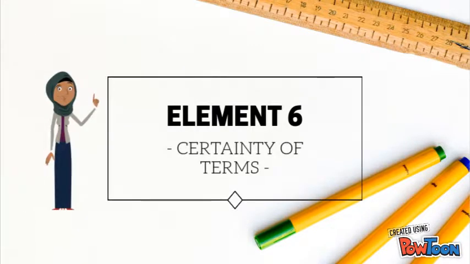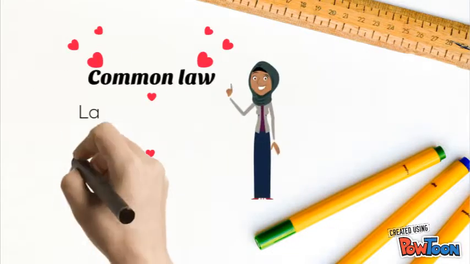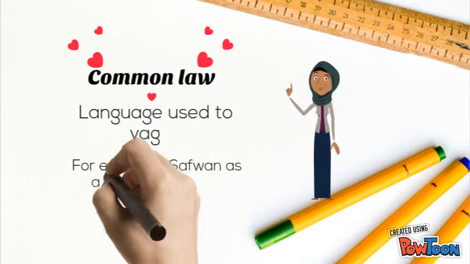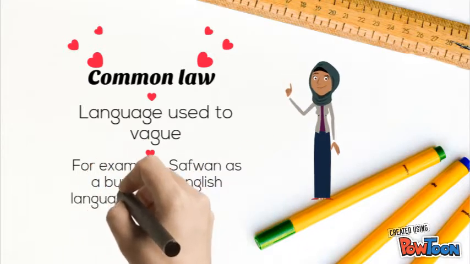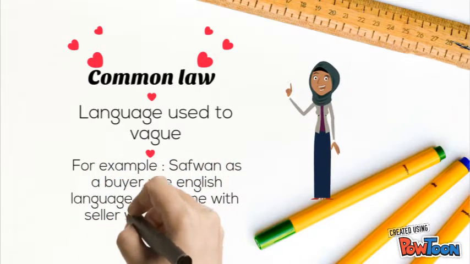Element number 6, certainty of terms. Common law: language used must not be vague. For example, Safwan as a buyer uses the English language, and so does the seller, which is Aisyah.